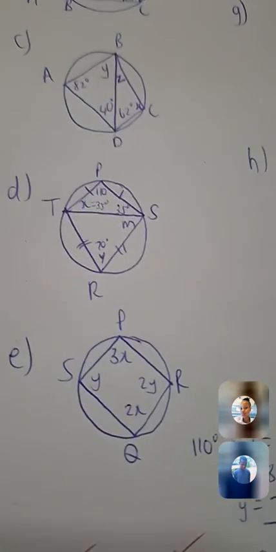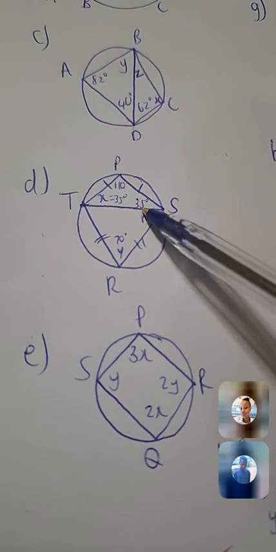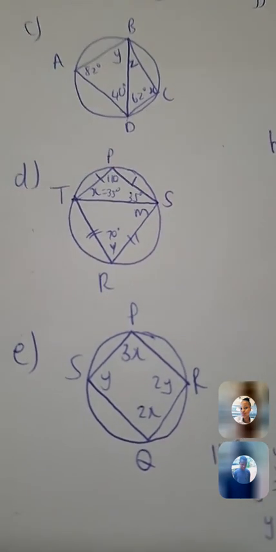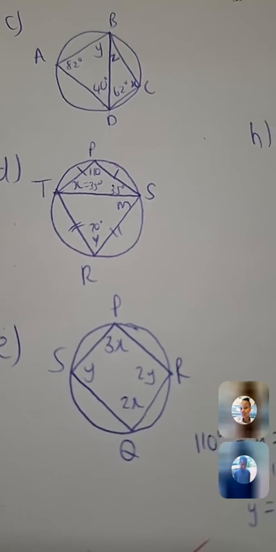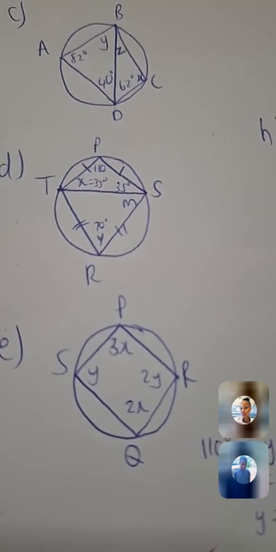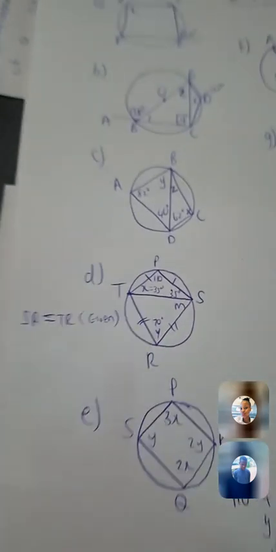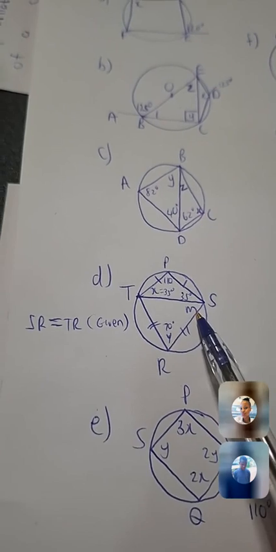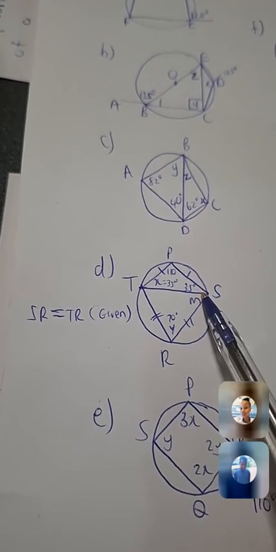Okay, sure, go ahead. So the hint, Mfana, is that to find m, you are doing exactly what I did to find x. That's the hint. Okay, we are given that SR is equal to TR. Yes, indeed, SR is equal to TR. That's given. Which means angle S will equal angle T.